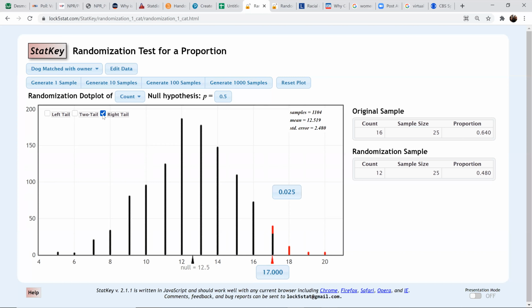So click right tail. And when I click right tail, it puts a little marker down for me on 17 with a probability of 2.5%, meaning there's a 2.5% chance that I'm going to get an observation out here. Meaning if you decided, you know what, 17 is my cutoff, if you got a 17 out of 25 heads, at that point, I just don't think that it's true that you had a fair coin. I think it's false. You're rejecting it.